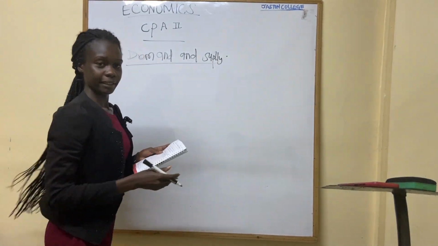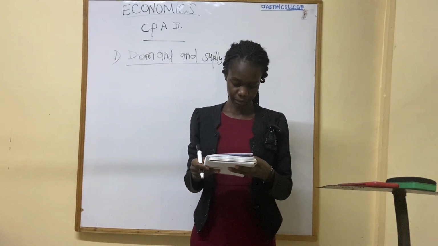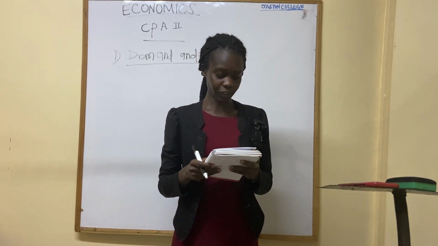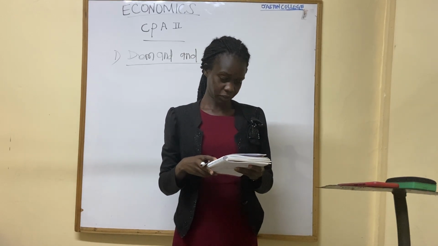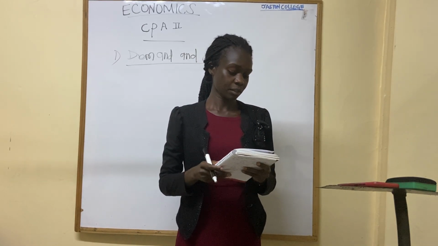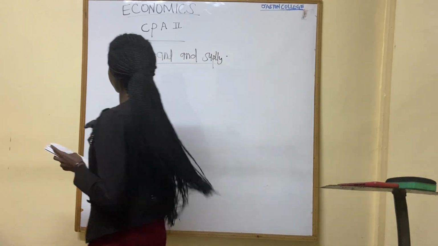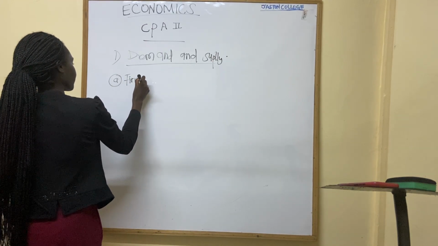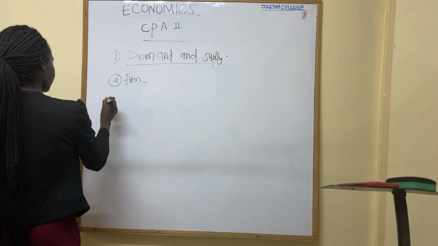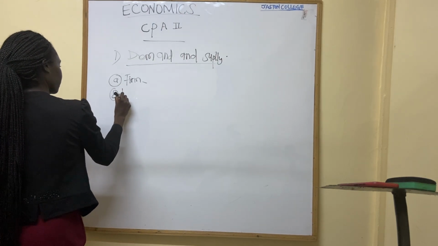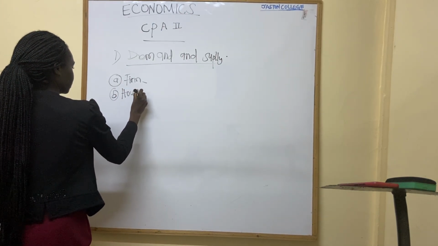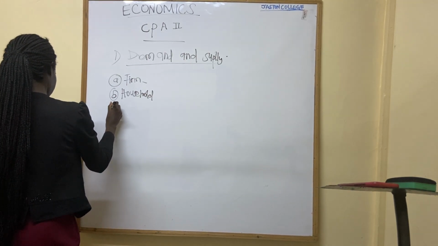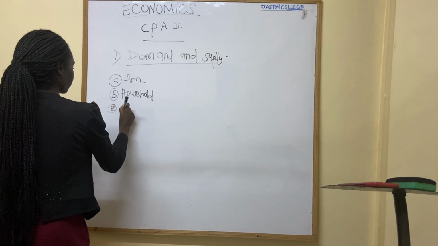So demand and supply has terminologies. We are going to describe the meaning of each, and then we proceed to the analysis. So the first term is farm. We are going to discuss what is a farm. The second one is household. And the third one is central authorities.